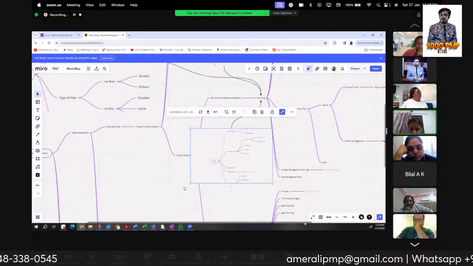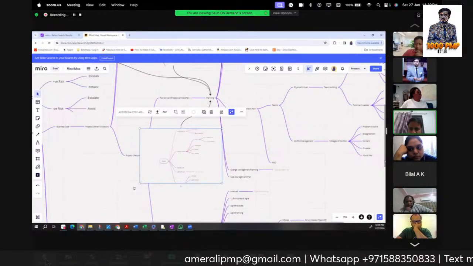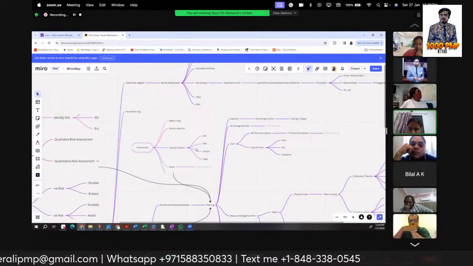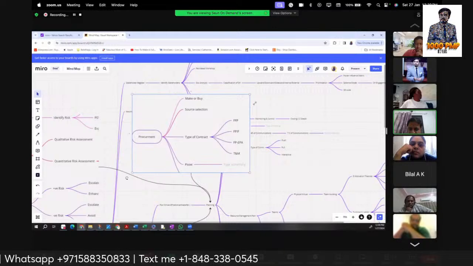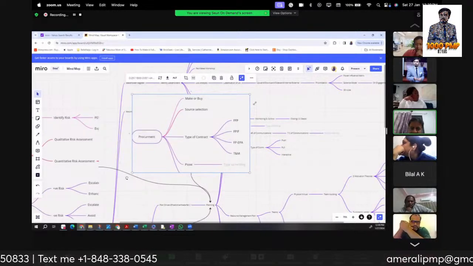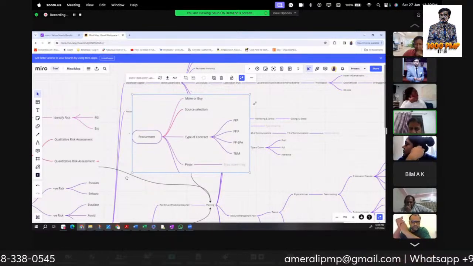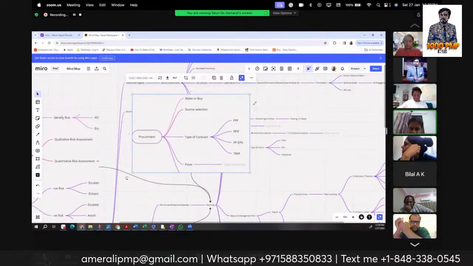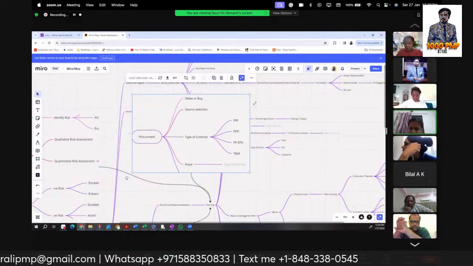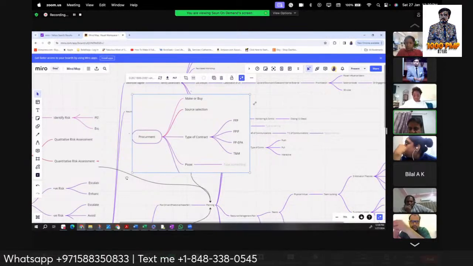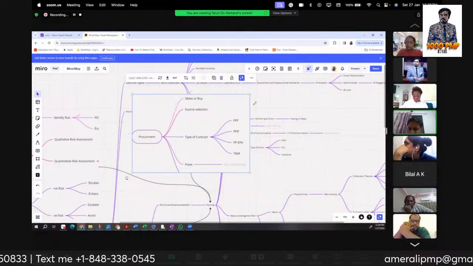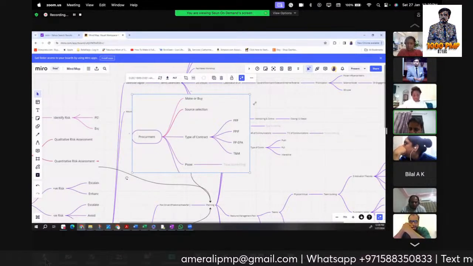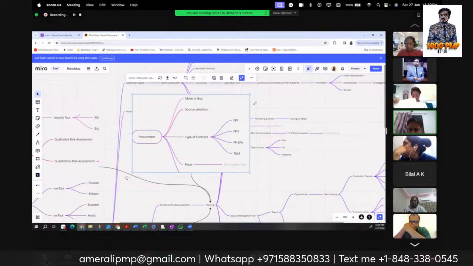In short, I'm moving to procurement. In procurement management planning, the first step is make or buy, source selection, and there are types of contracts. One category is FP, fixed price, and the other is T&M, time and material. In FP, there are FFP, FPIP, and FPEPA also.